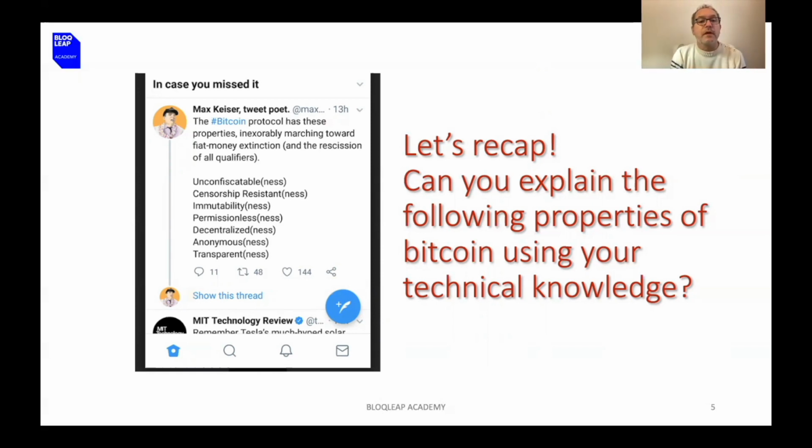this course. So unconfiscatable, meaning that once you've got a Bitcoin and you don't show your private key to anyone, no one can take it from you, no one can hack it, no one can confiscate it from you. Okay, this is very important. If you put your money in a bank, it's not the case. Your money can be taken by the bank.